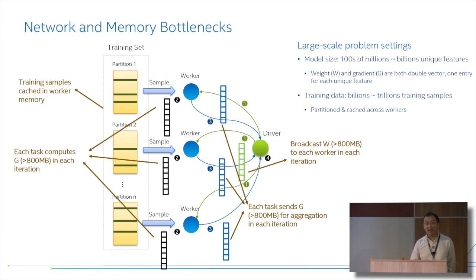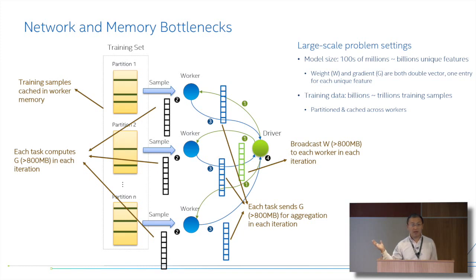And the problem is that we have a pretty large problem size. For instance, for model size, we are working with a lot of partners who have hundreds of millions, or sometimes even several billions, of unique features. To put that in perspective, the weight and the gradient we just talked about on this page are double vectors, and in that vector there is an entry for every unique feature. So let's say you have 100 million unique features, which means the driver needs to broadcast W, a double vector with 100 million entries. 100 million doubles is 800 megabytes. If it's a billion, you can do the math.